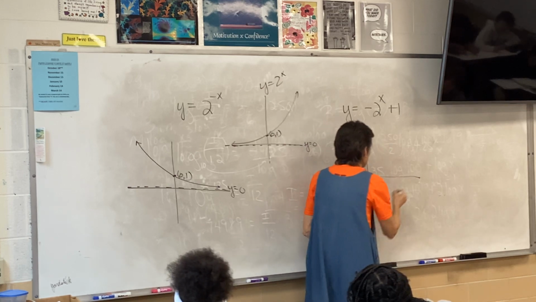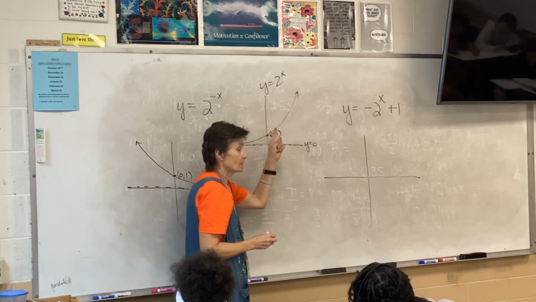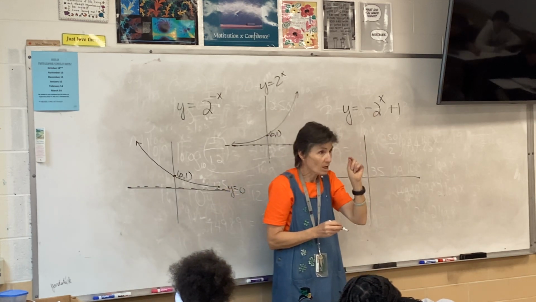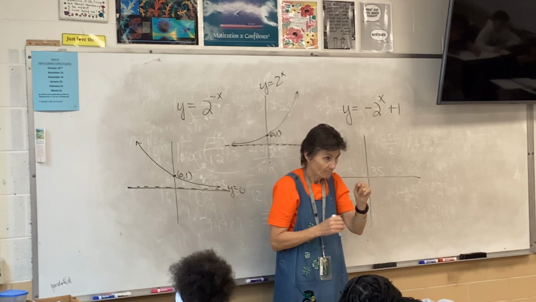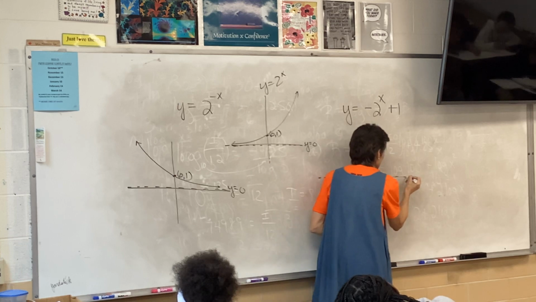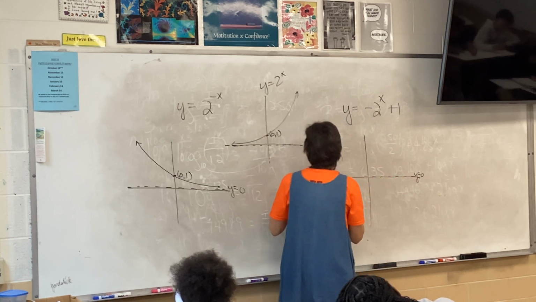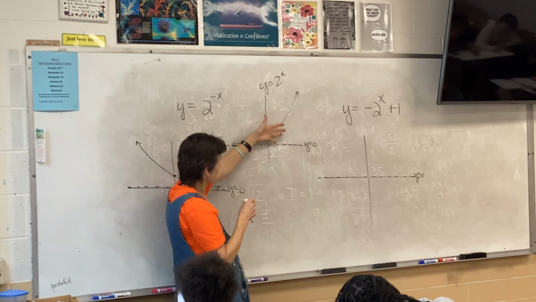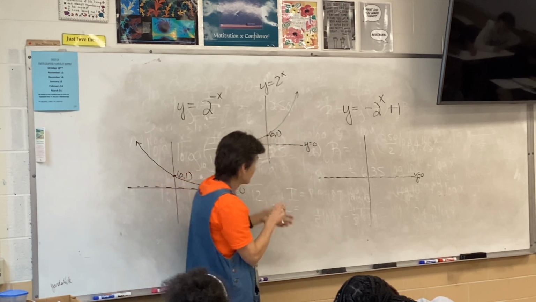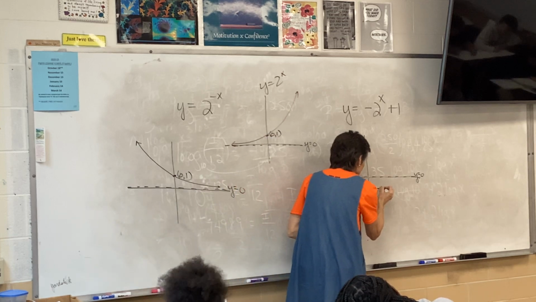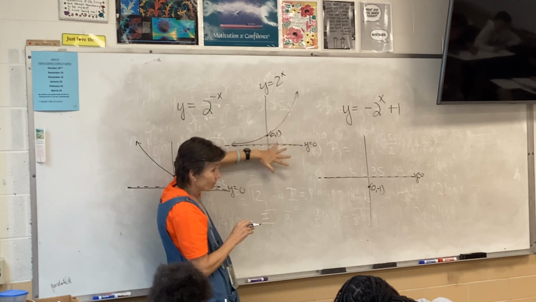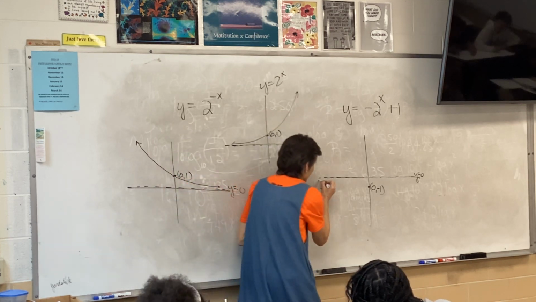Now, go back to the original problem. What happens when the negative is out in front of it? That goes over the x-axis. So your asymptote is still here. But now, since you've taken this and flopped it across, that point is now going to be 0, -1. Remember, you're taking this picture and folding it over. So it's going to look like this.